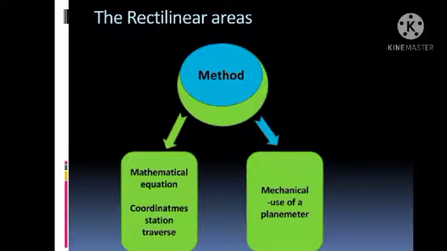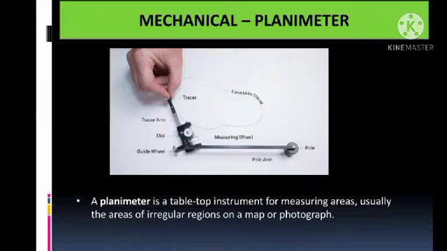The rectilinear areas method: mathematical equation, coordinate station traverse, mechanical use of a planimeter. Mechanical planimeter. A planimeter is a tabletop instrument for measuring areas, usually the areas of irregular regions on a map or photograph.